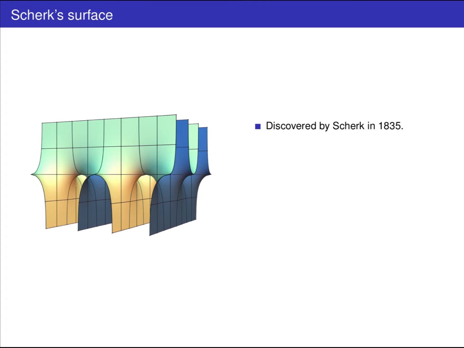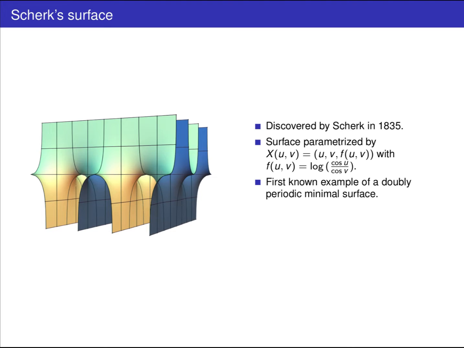Scherk's doubly periodic surface was discovered in 1835, parameterized as a graph over the plane with the height function given by the log of cosine of u divided by cosine of v. It's the first known example of a doubly periodic minimal surface, and has genus 0 and four ends in the quotient.